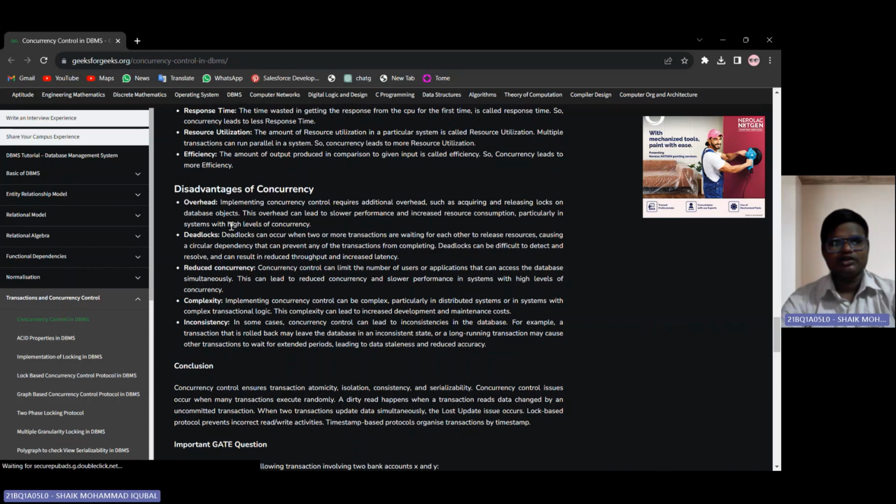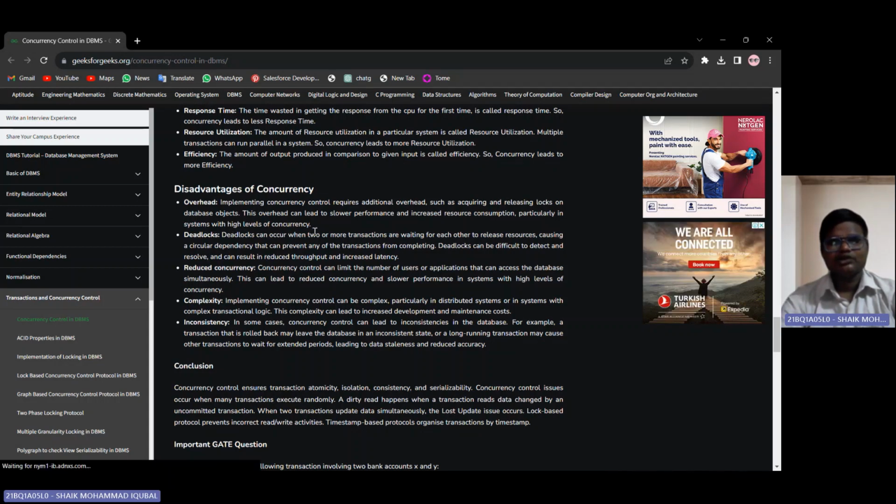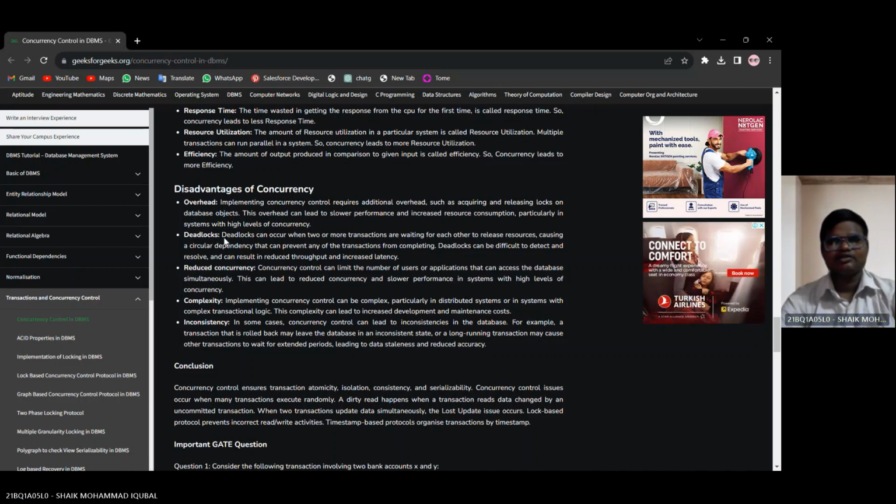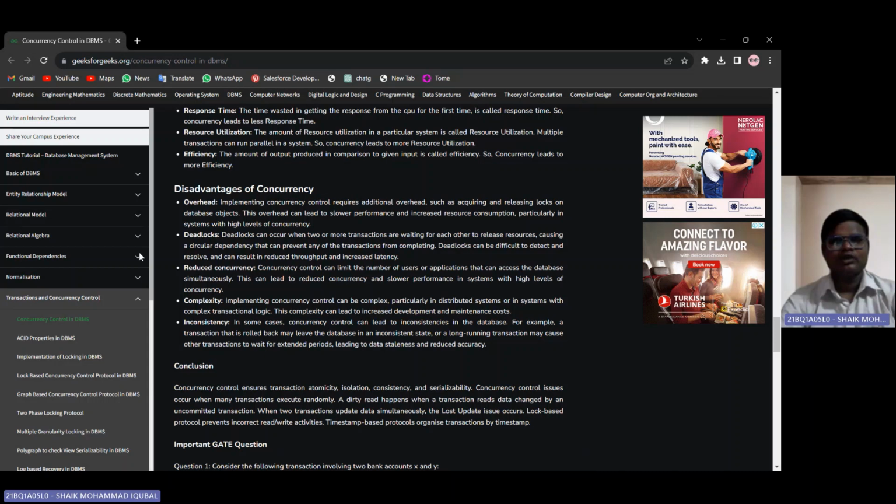Reduced concurrency. Concurrency control can limit the number of users and applications that can access the database simultaneously. This can lead to reduced performance in systems with high levels of concurrency. Complexity. Implementing concurrency control can be complex, particularly in distributed systems or in systems with complex transactional logic. The complexity can lead to increased development and maintenance cost.